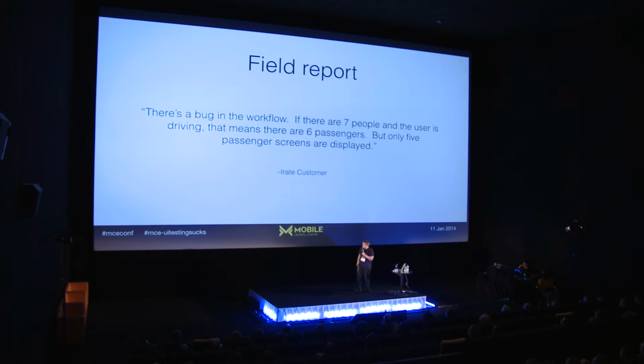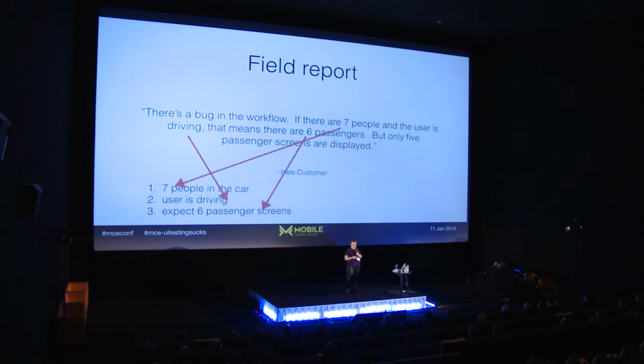So this is a bug that came in. They said there's a bug in the workflow. If there are 7 people and the user is driving, that means there are 6 passengers, but only 5 passenger screens are displayed. So this is pretty typical, we've all been here. We've all had this sort of issue before. And it's the sort of thing that sounds really easy to write a UI test for, right? This is what UI tests are for. So there are 7 people in our car, the user's driving, and we should expect 6 passenger screens. So how bad could it be, right? This is going to be really easy.